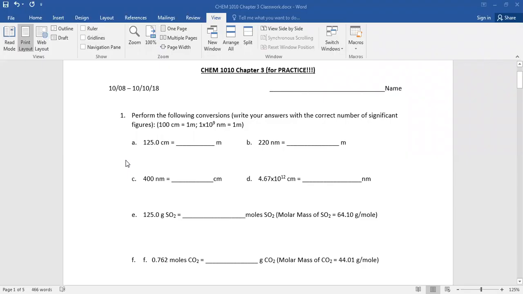Hello. The Chapter 3 practice work that I posted, the majority of this work deals with studies involving electromagnetic radiation and the electromagnetic spectrum, as well as a focus on conversion of units. And so, with the first question being one that involves doing unit conversions, one of the important aspects is knowing what the conversion factor is that you must use to convert between one unit and another unit.